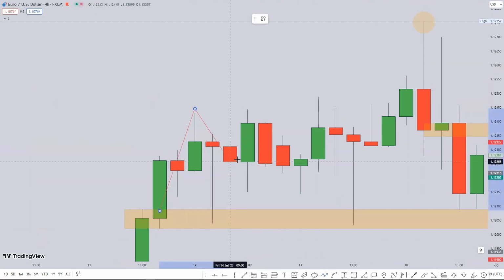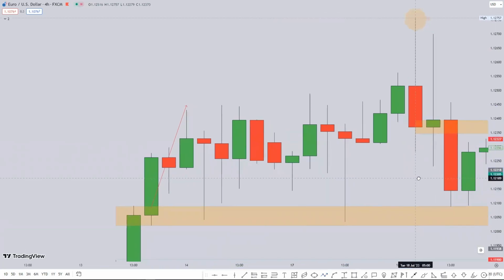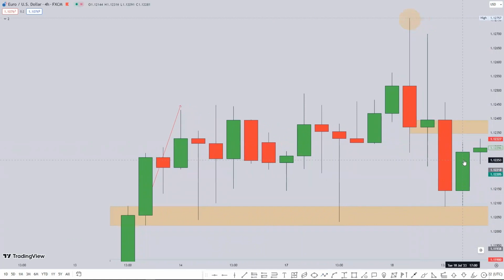A wick, and then it would go up and leave a wick here, went up and left a wick here. There was no candle close in this area. The first candle close was this bearish candle close, followed by this bullish candle close.